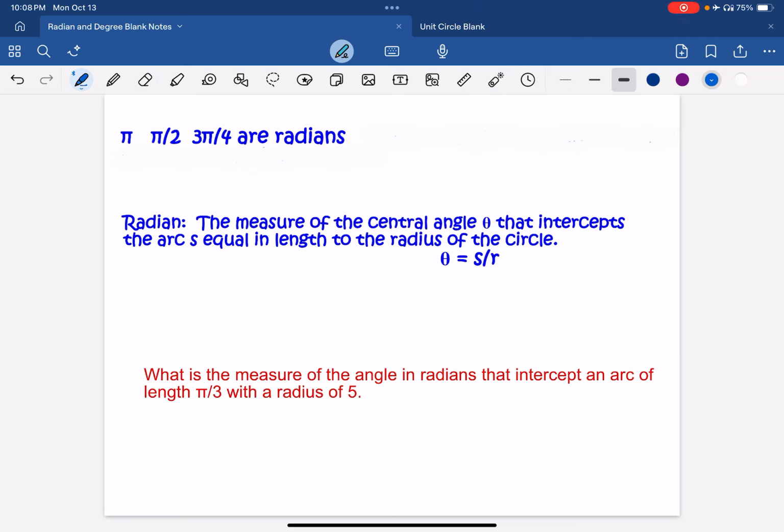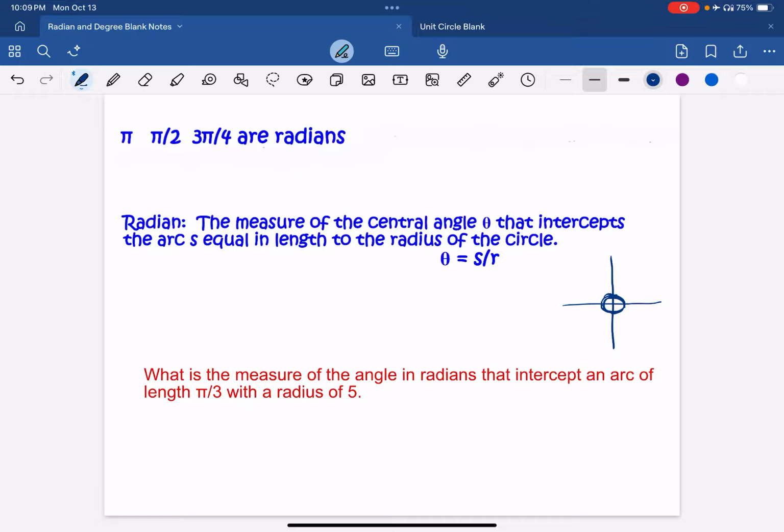So here's an example. What is the measure of the angle in radians that intercepts an arc of length pi over 3 with a radius of 5? Just to put this in perspective for a moment, think about that unit circle. I'll draw a quick little graph over here. That unit circle crosses the x-axis at 1 and -1, and crosses the y-axis at 1 and -1. So we have this little circle right here with a radius of 1.